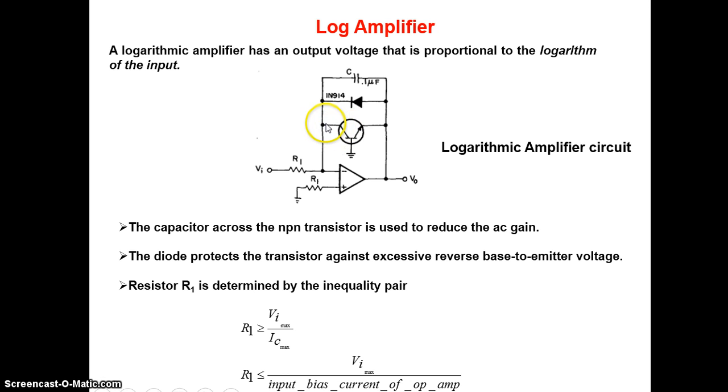Now see, what is the voltage of the collector? The plus terminal is grounded, so the voltage at the positive terminal is 0. By the virtual ground concept, the voltage at this point should also be equal to 0. If this voltage is 0, that means the collector is also held at 0 potential or ground. Base is also ground. Now we go to the analysis of the log amplifier.